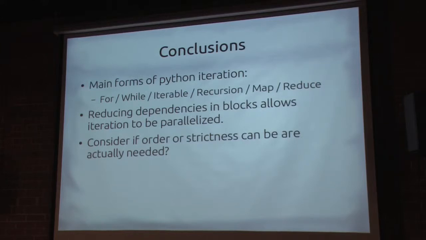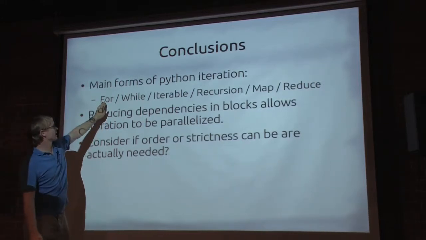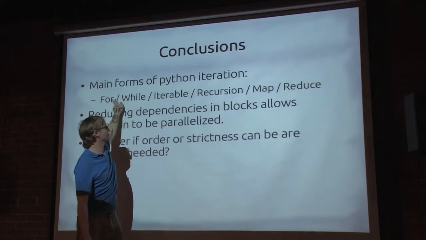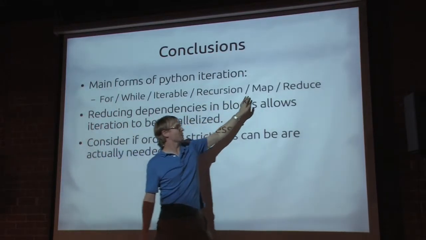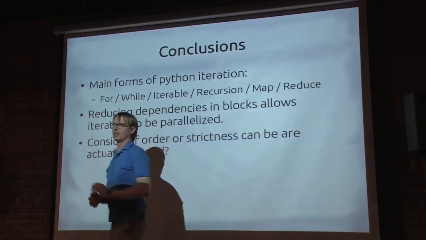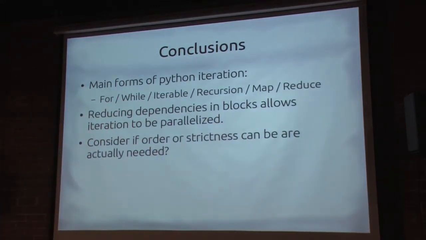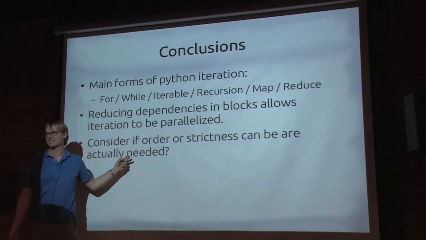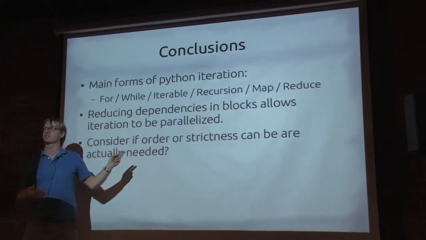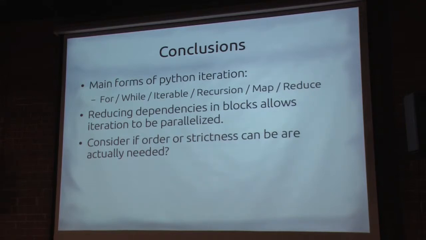So in conclusion, I covered the very basics of iteration in Python: for, while, iterable, which you use in a for loop, recursion. Then I covered some of the functional ones like map and reduce. I showed that reducing dependencies into blocks, especially blocks with limited dependencies, allows iteration to be parallelizable. And you should really consider if in-order operation or strictness is necessary for your task, because if it's not, oftentimes you can simplify and parallelize. So if you can represent it as a function that doesn't have a lot of dependencies, then it's usually mappable.